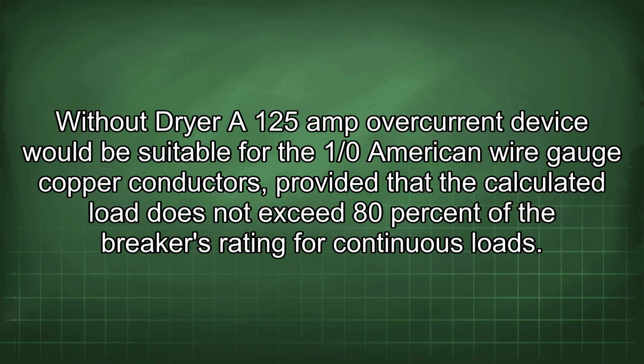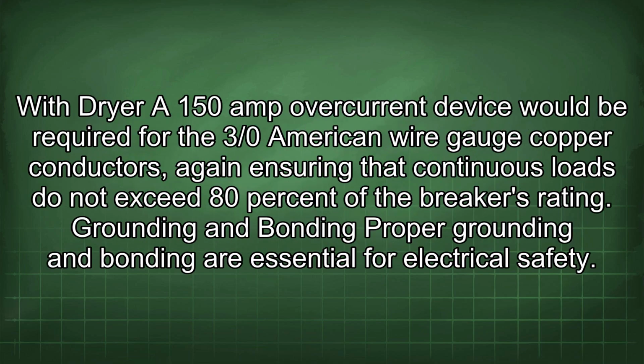With that dryer, a 125 amp overcurrent device would be suitable for the 1/0 American wire gauge copper conductors, provided that the calculated load does not exceed 80% of the breaker's rating for continuous loads. With the dryer, a 150 amp overcurrent device would be required for the 3/0 American wire gauge copper conductors, again ensuring that continuous loads do not exceed 80% of the breaker's rating.